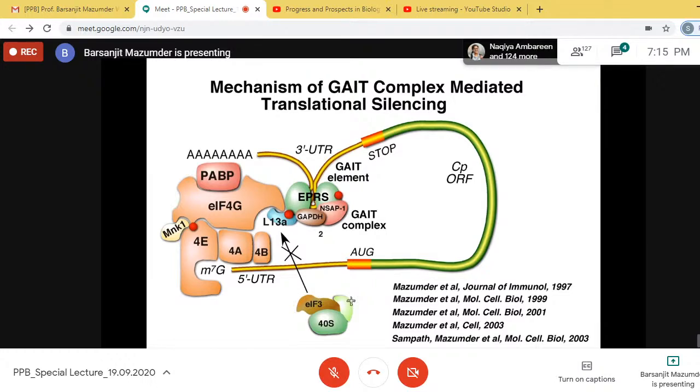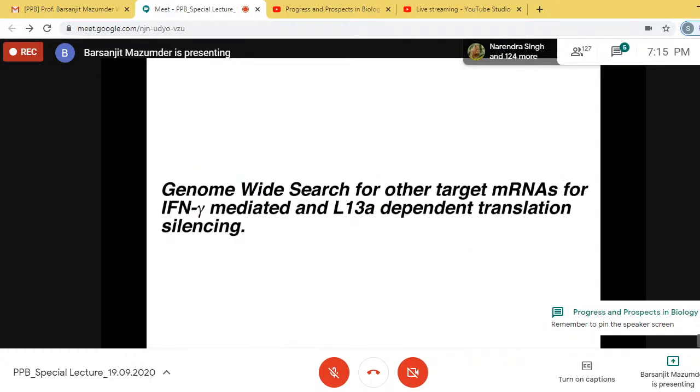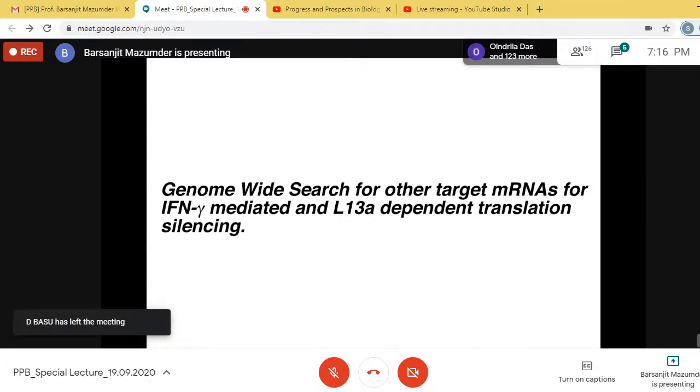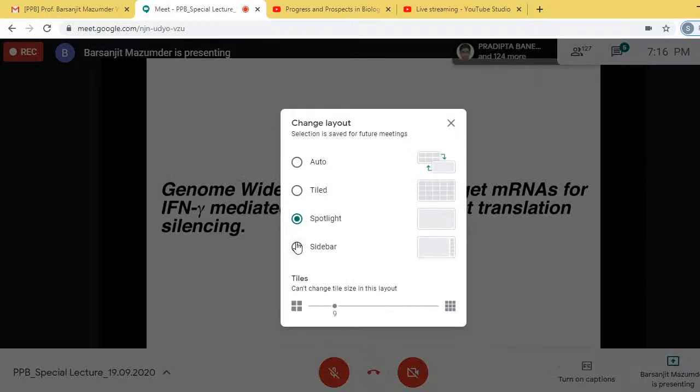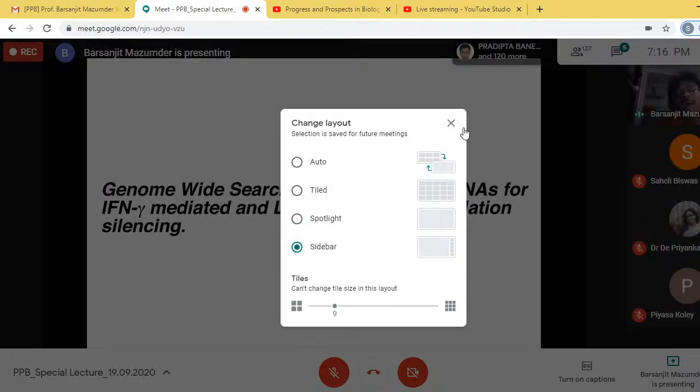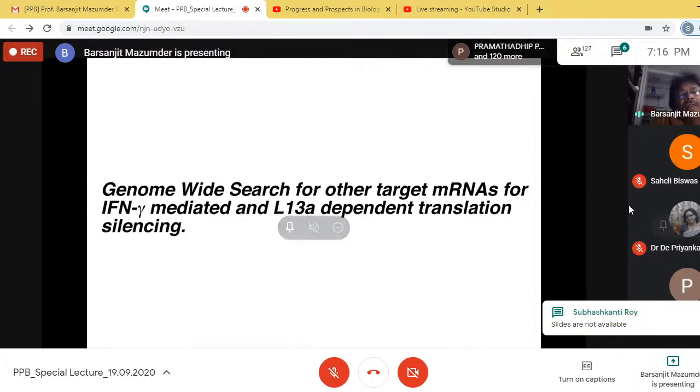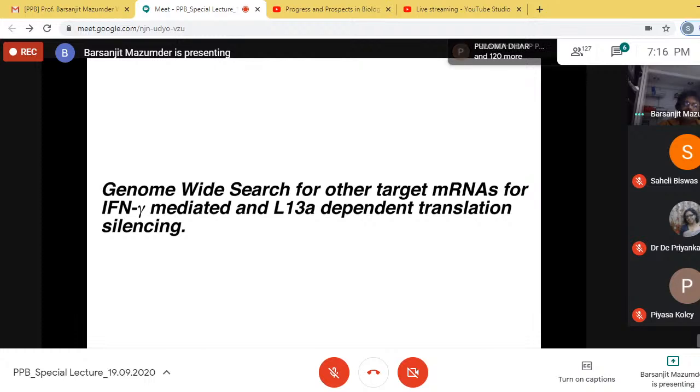And we published that paper a long time ago. Now, such a sophisticated machinery for translation control may not have evolved only to silence one mRNA. That doesn't make any sense, right? So we hypothesized that maybe there is a cohort of other target messages. So we initiated a genome-wide search for the target mRNAs for interferon gamma mediated and L13A dependent translational silencing.